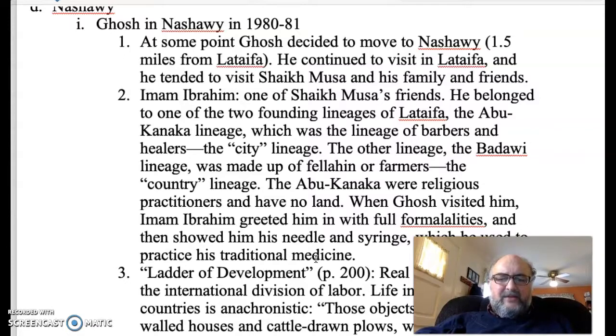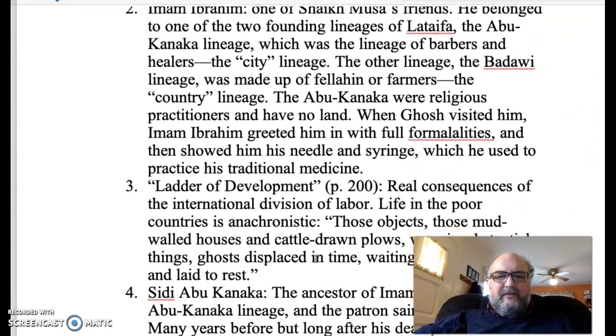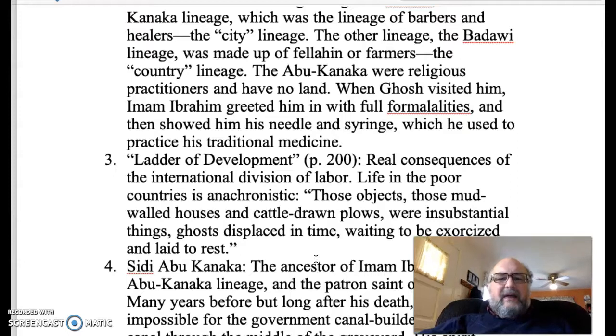The Badawi lineage, made of the Falahin or farmers, the country lineage. Not necessarily they own the land, but they have the rights to it. Their living comes from working the land. The Abu Kanaka lineage is the lineage of making your living from work. The Abu Kanaka were religious practitioners. They have no land.